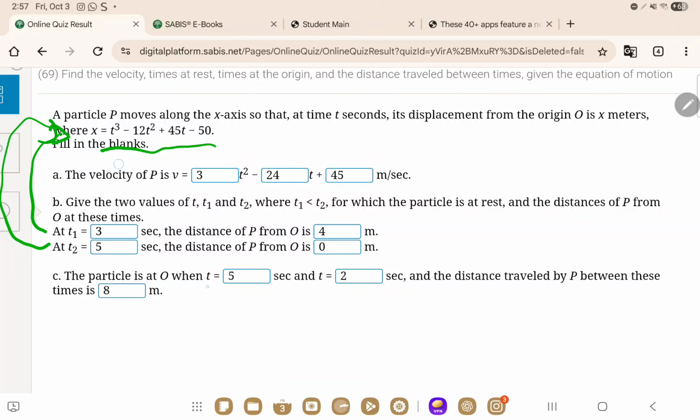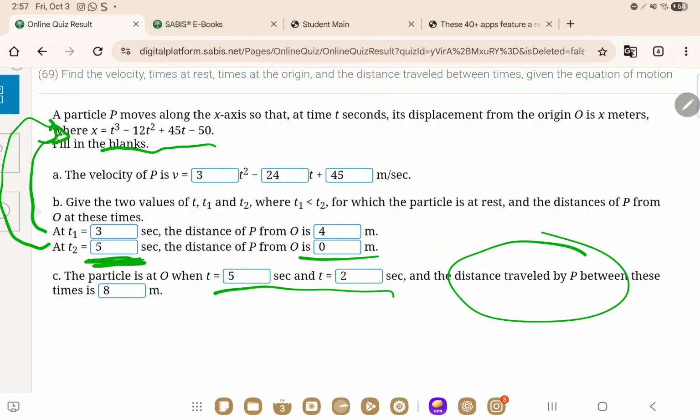When you do this, you're gonna get time 2, and then you're gonna get time 5. And either way, we could have known time 5 was gonna be one of them, because look, at 5 seconds, the distance was 0. 0 meters means the origin, so we could have just guessed 5. Anyways, the particle is at O when t is 5 and t is 2. So then now they ask you the distance traveled by p between those two times.